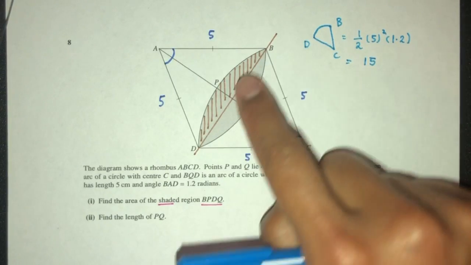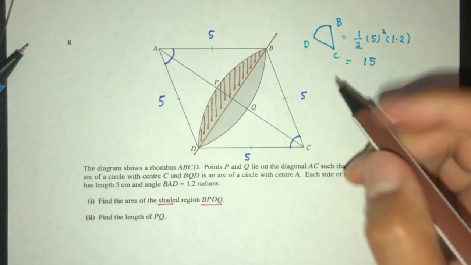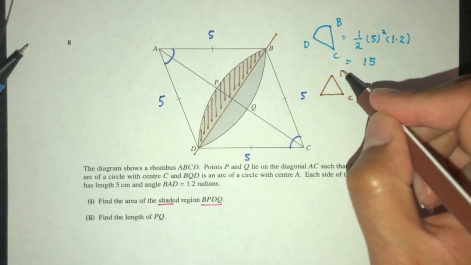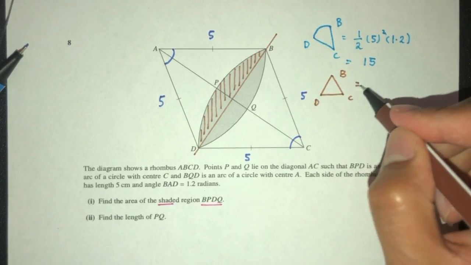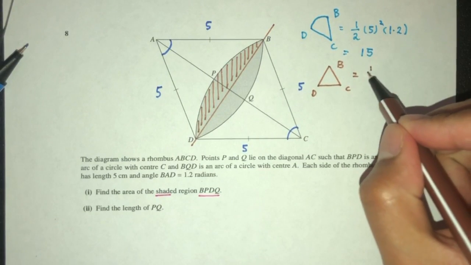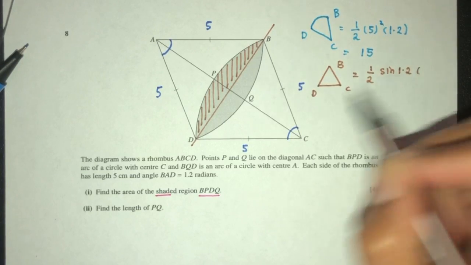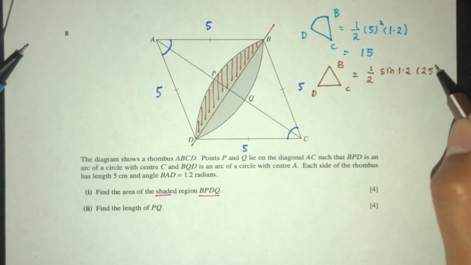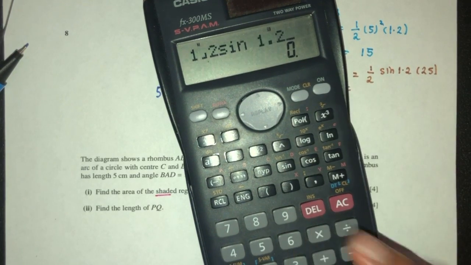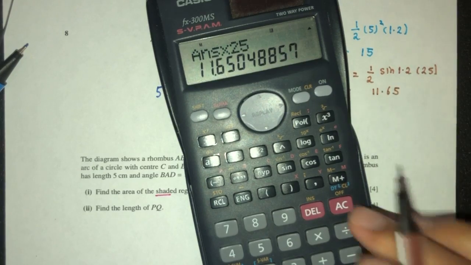Now, to get just this one, we have to minus the area of triangle CBD. So triangle, how do you find the area? We can use the formula, obviously: half times sine of the angle in between times the two sides, which are 25. So half times sine of 1.2 times 25 should be 11.65.